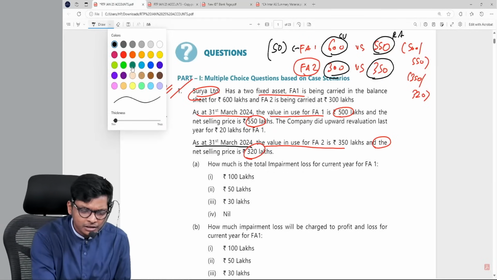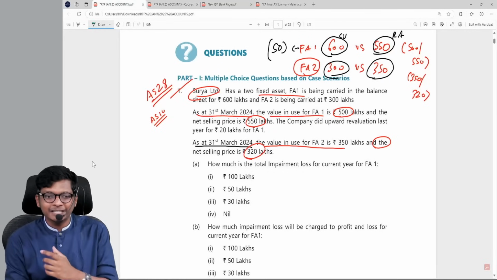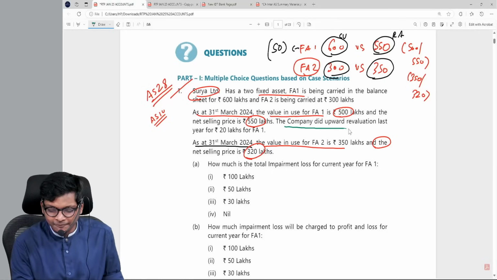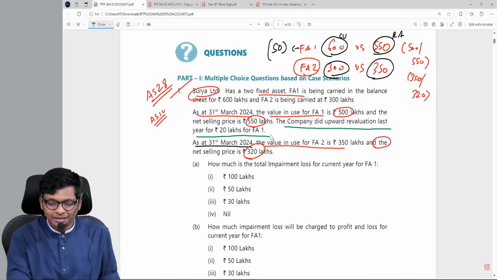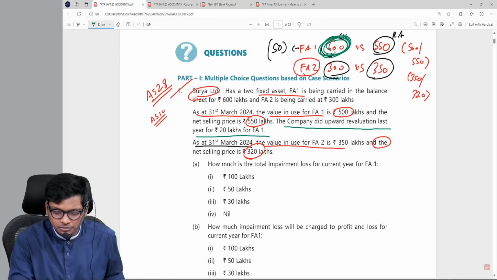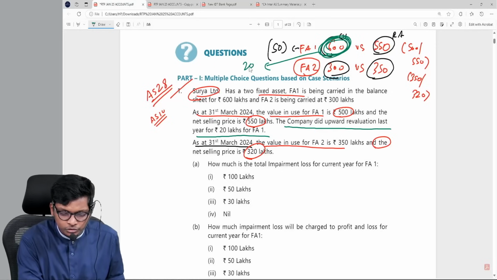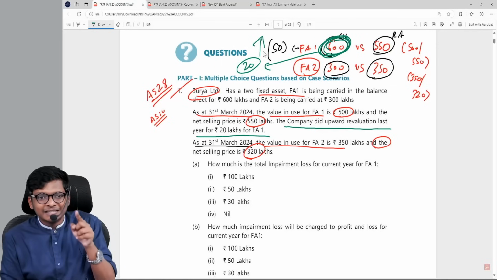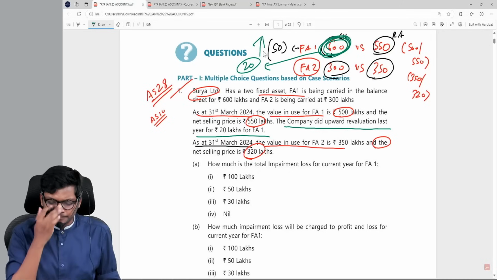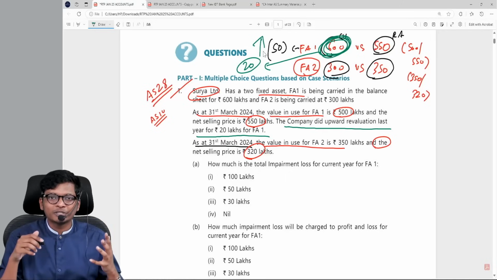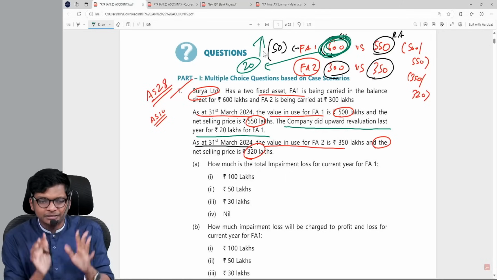Another keyword or sentence I intentionally ignored is that the company did an upward revaluation last year for 20 lakhs for fixed asset 1. That means this 600 already includes 20, which is an upward revaluation during the year. Fine. What is the question? These are the facts. I have summarized this for you.